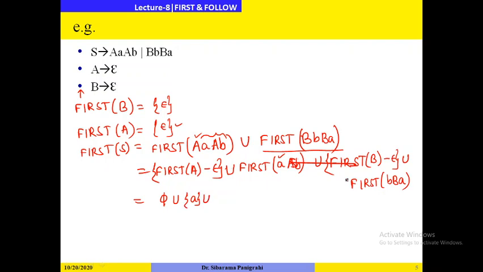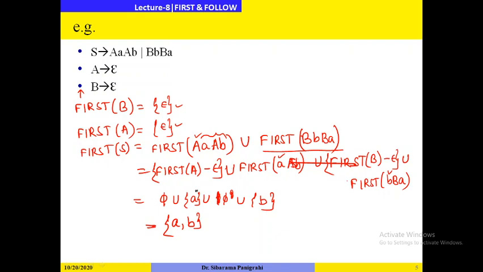Union first of B minus epsilon. So first of B is epsilon, so epsilon minus epsilon you will get phi. So phi. Union first of B A. So it started with a terminal, so you will get B. So what you have got? You have got A, B. I hope all of you have understood how to compute first.